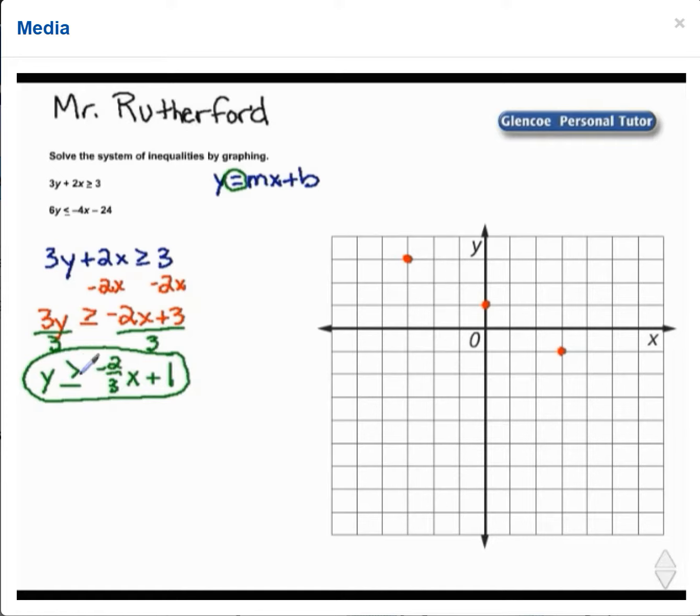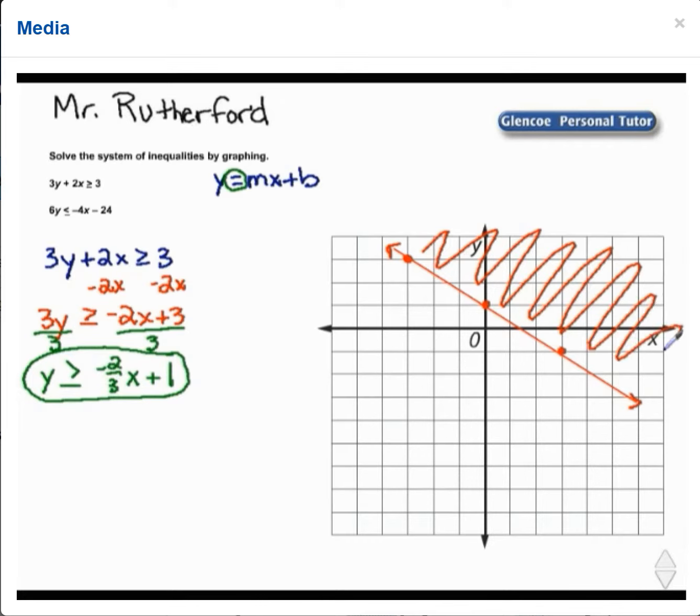Notice that this is greater than or equal to, so this means that we're going to have a solid boundary line and that we're going to shade above. Okay, so here is y is greater than or equal to negative 2/3 x plus 1.